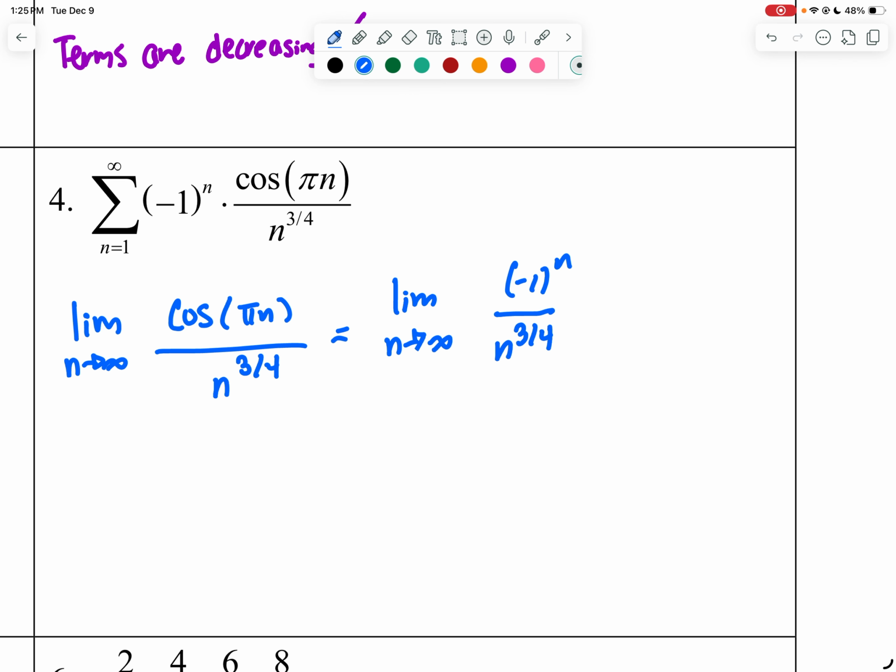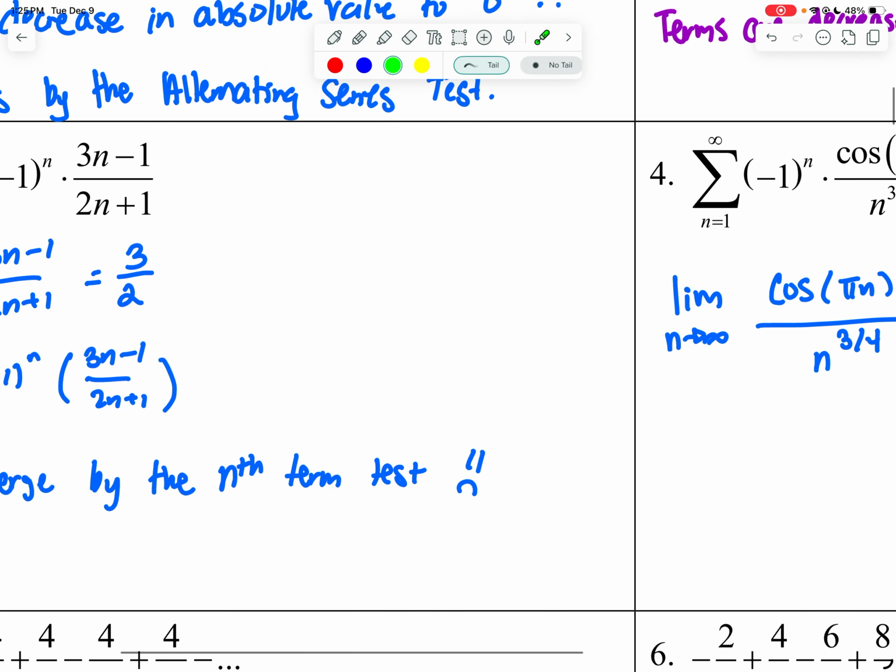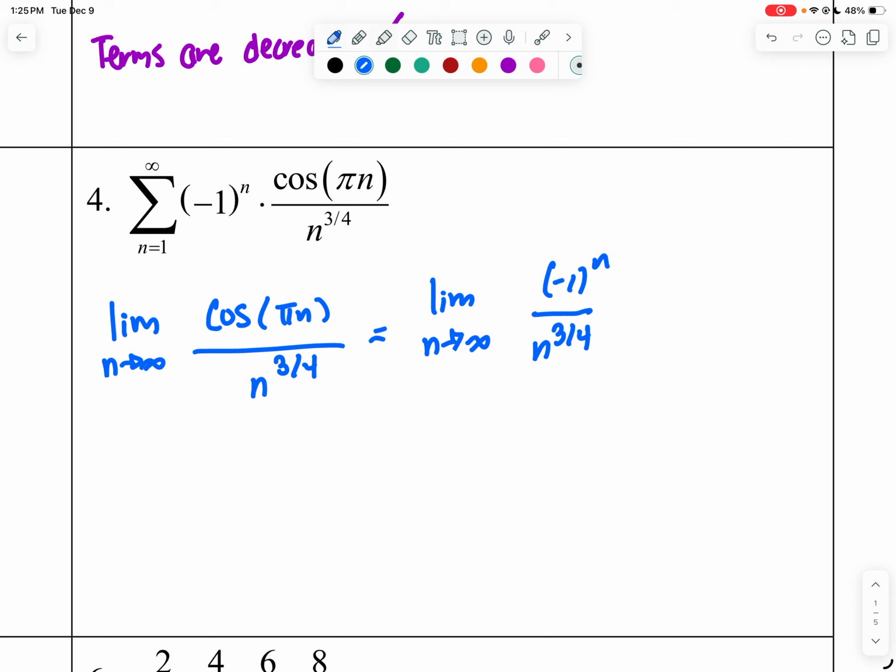Now, once again, AST is going to fail because my limit oscillates. I can't really use alternating series tests. So, because I can't use alternating series tests, I need to make sure that I look at my whole series. Just like how here I looked at my whole series for number 3 in terms of including negative 1 to the n. So, I'm going to include this negative 1 to the n.